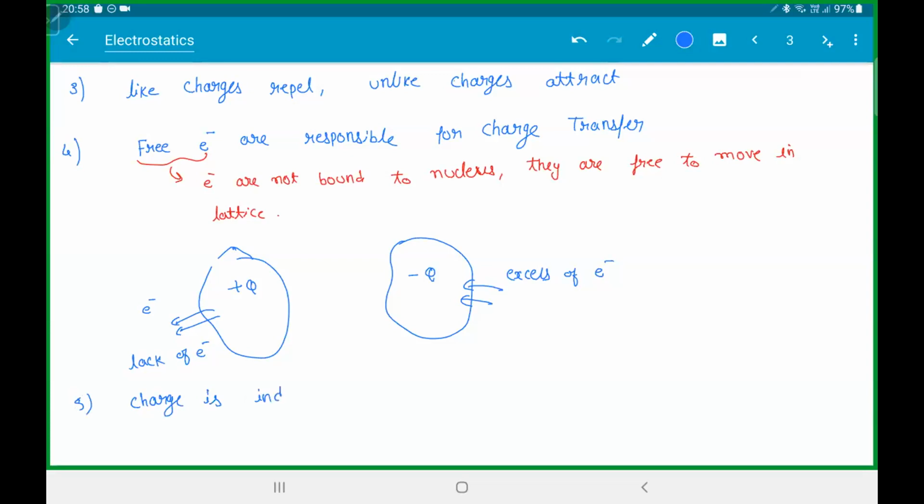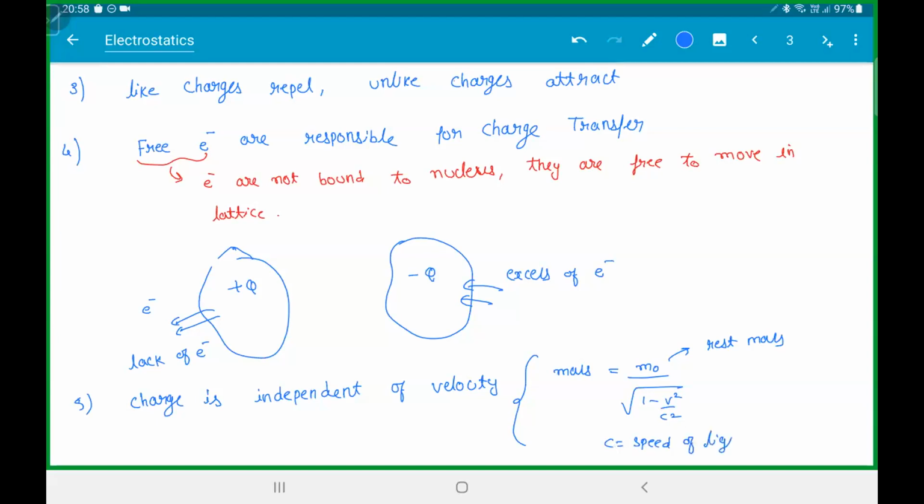Charge is independent of velocity. No matter how fast you go, the charge will never change. Looks kind of obvious, but it is not, because mass changes. The mass of a body is given by m naught over root of 1 minus v square by c square, relativity. This m naught is called rest mass. Whenever you increase the speed of a body, mass changes. c is the speed of light.